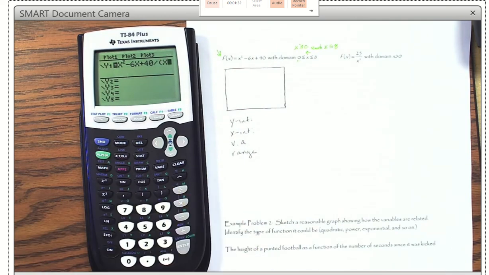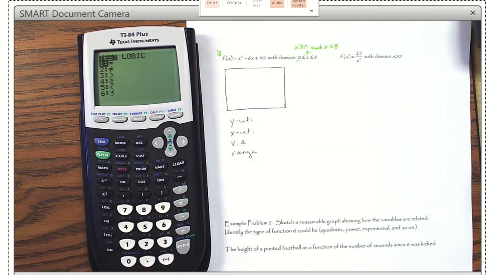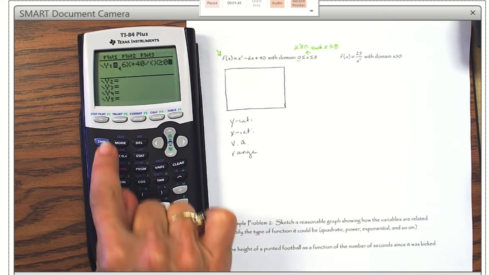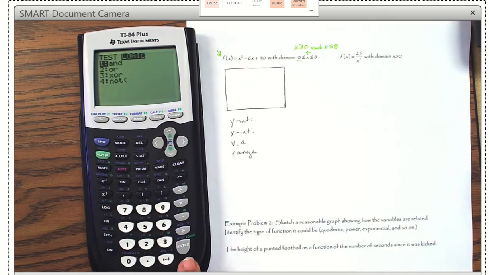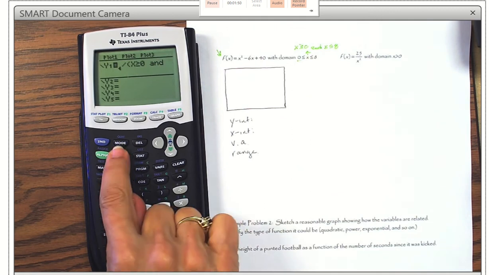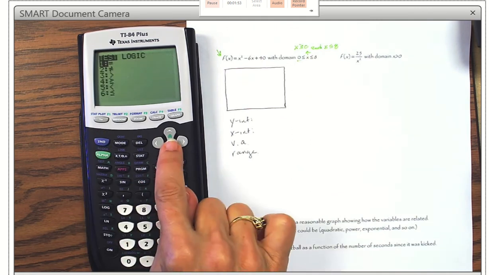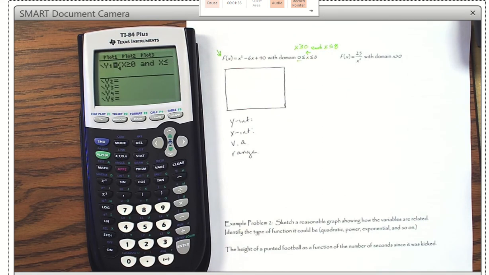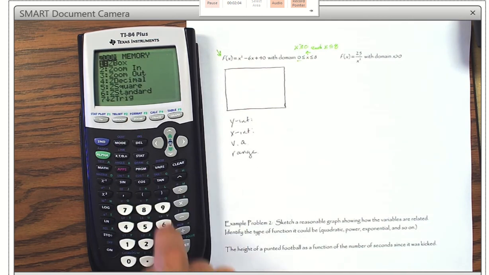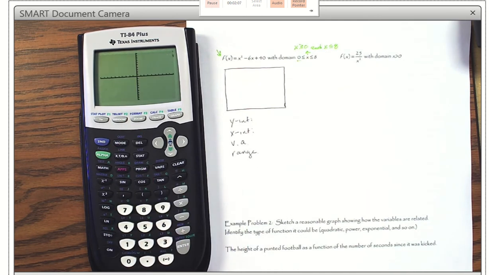So I have x. I need my test menu, second math, is less than or equal to, is greater than or equal to, so it's my fourth option, 0, and test logic. There's my and, x, back to my test menu, is less than or equal to, my sixth option, and that would be an 8, close my parentheses. So now I'm going to graph. I always like to start with a zoom standard that takes me back to a negative 10 to 10 window, and what we see is nothing.